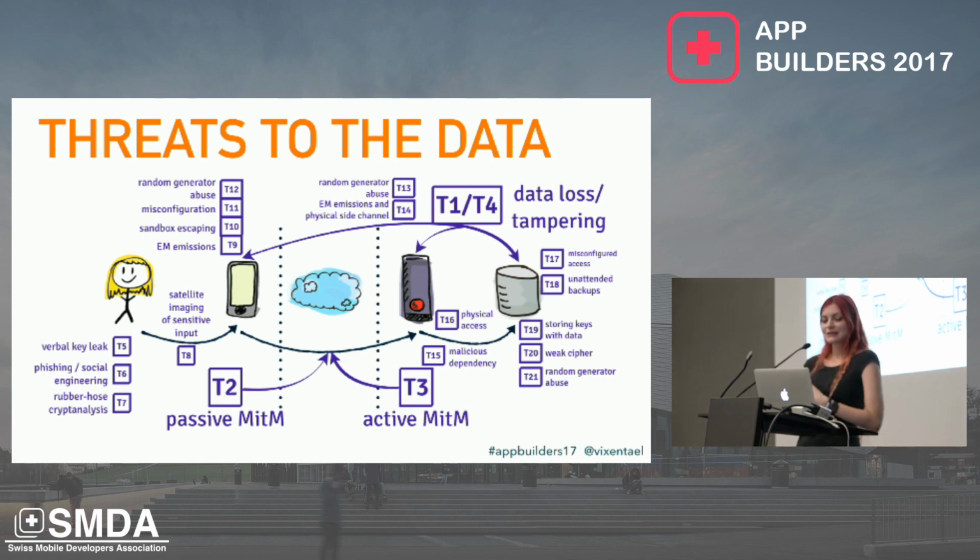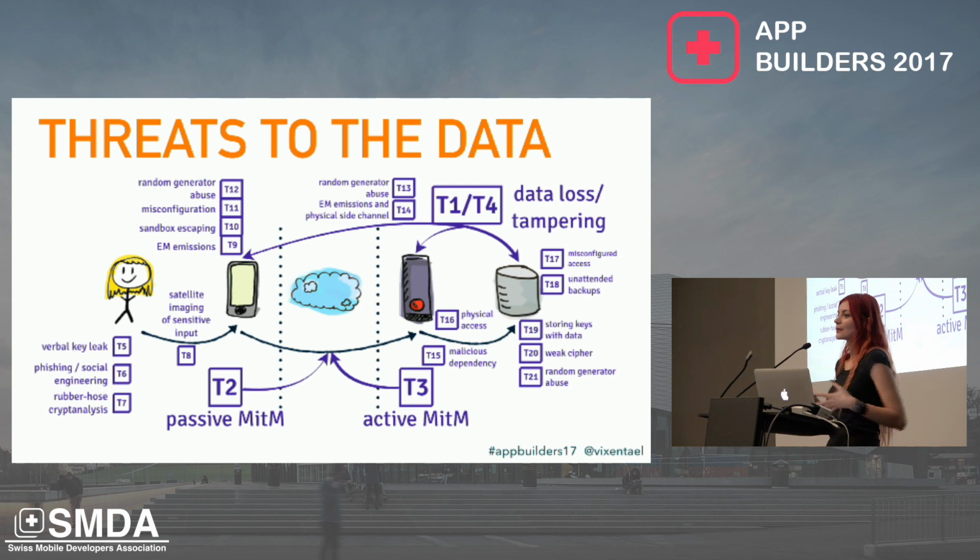What do we protect data from? You are familiar with this picture, probably, I hope. All those well-known threats we can handle and we can't handle, like data tampering, data leakage, active and passive man in the middle, and of course, really common problems like rubber hose cryptanalysis.